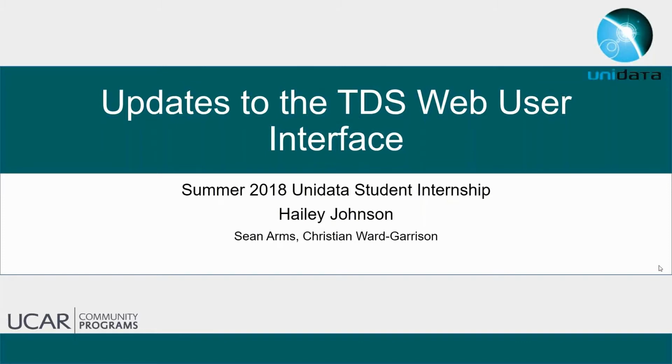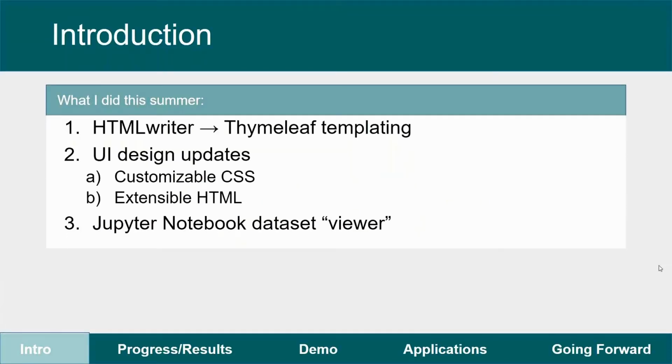What I mostly focused on this summer was updating the THREDDS Data Server web user interface and extending some of the capabilities there. So there were three main parts to that. First, I took pages that were written using a string builder and converted that to a templating system using Thymeleaf. Then I updated the UI a little bit, made it a little prettier, made it so you can customize how it's styled, and made it so that administrative users can add their own HTML pieces to their THREDDS data server. And then I added a Jupyter Notebook dataset viewer.